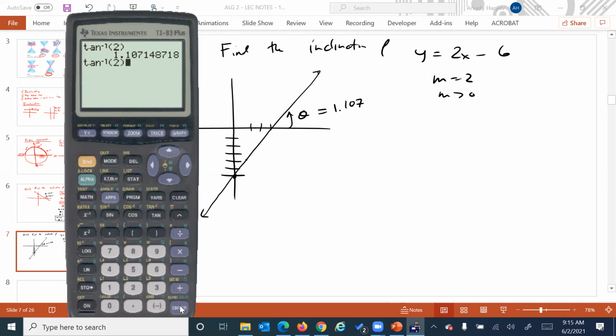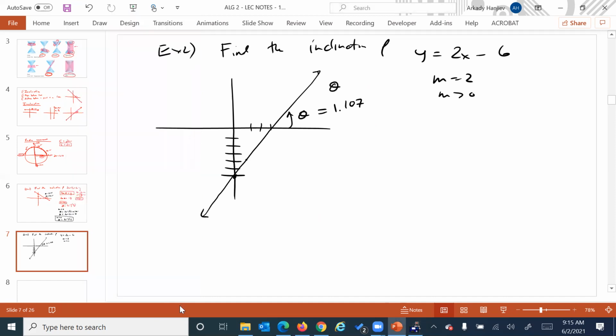And what did you guys get? 63.4. Awesome. So there's your inclination for this one here, about 63.4. Now with degrees, you have to put a little degree symbol next to it. So that's the difference here. If you don't put a degree symbol, you're in radians. If you put a degree symbol, you're in degrees.